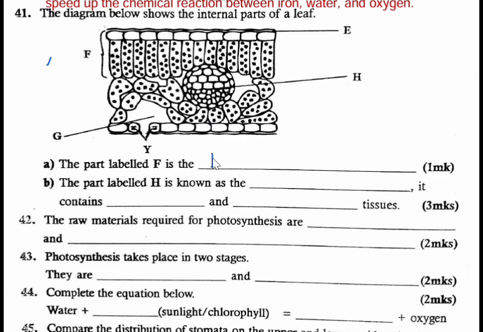So I'm going to write, this is known as the palisade mesophyll layer. So the name of part labeled F is the palisade mesophyll layer. So that is the name.